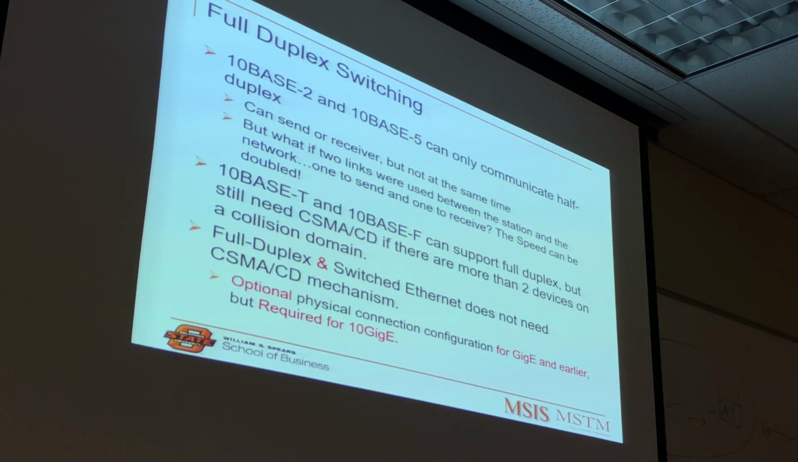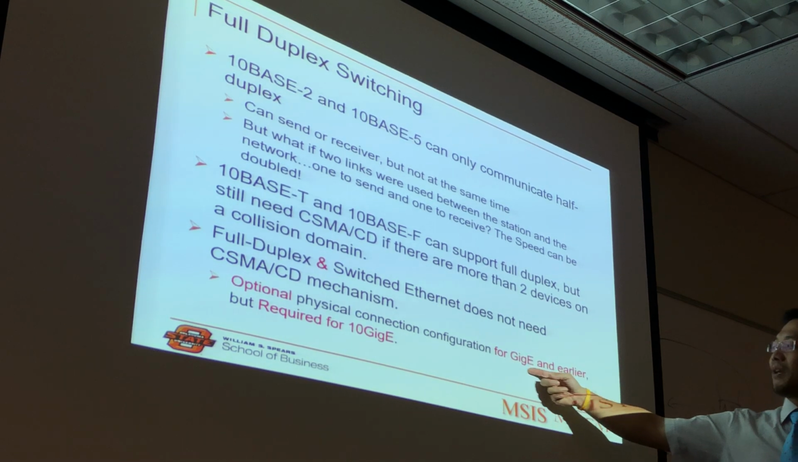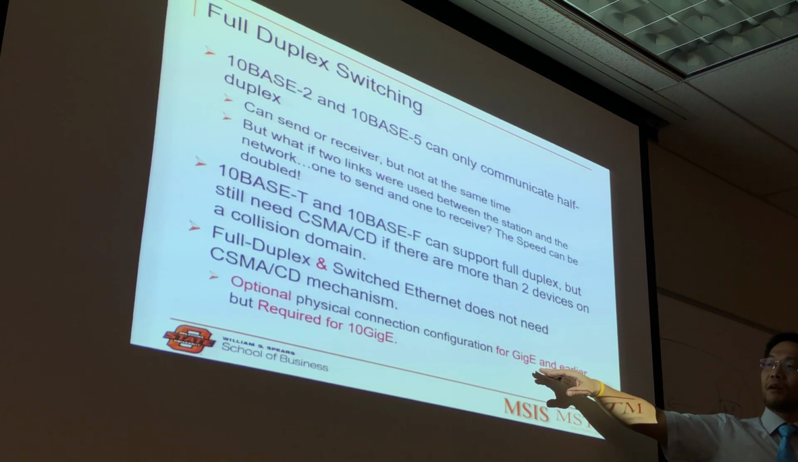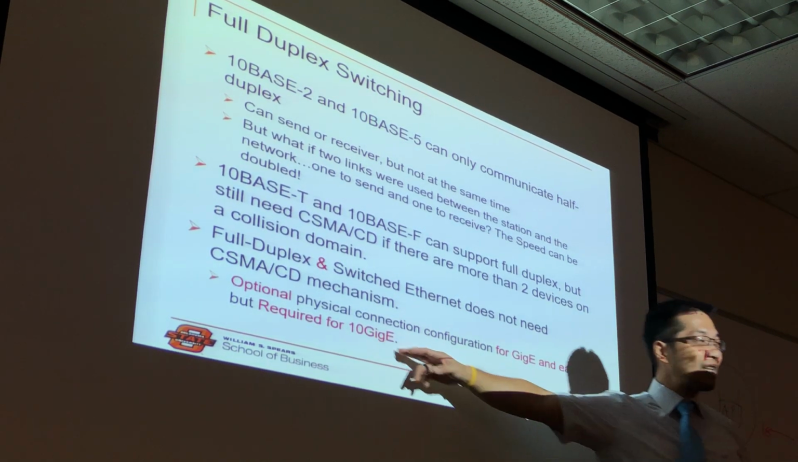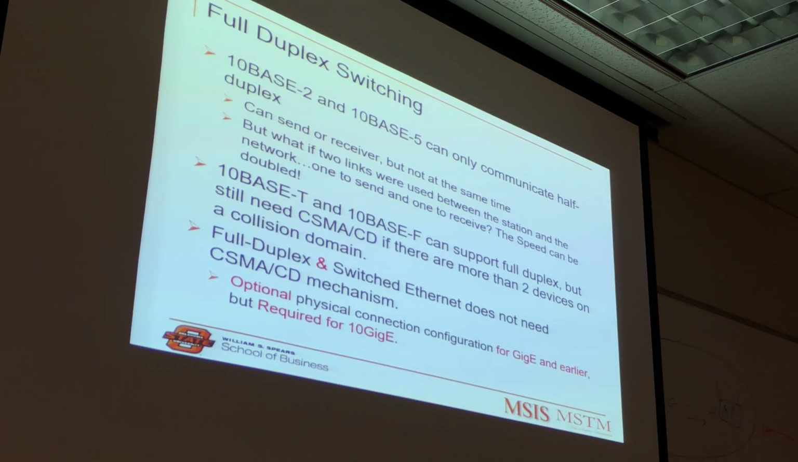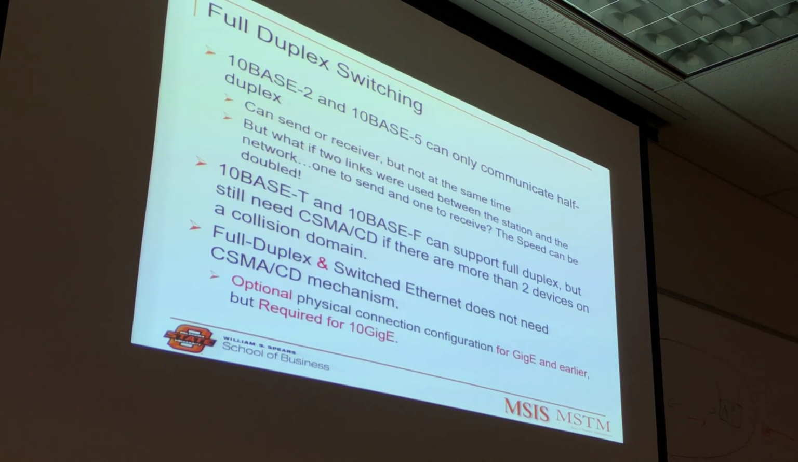So in the olden days, you could choose either smart switches, layer 2 switches, or dumb hubs, up to gigabit Ethernet. But if you have 10 gigabit Ethernet, this is a requirement. You must use a layer 2 device. You cannot choose to use a hub.